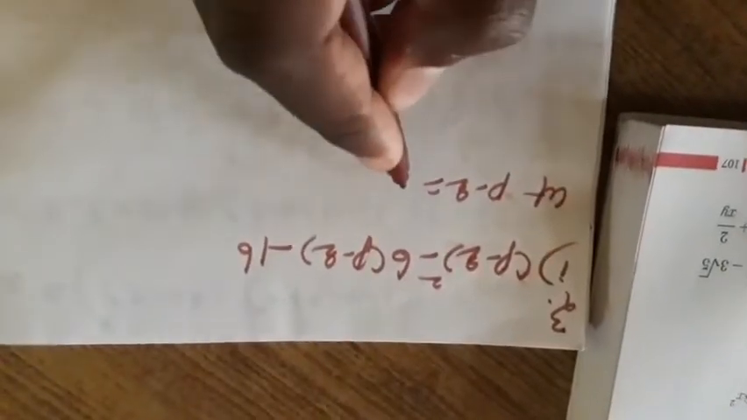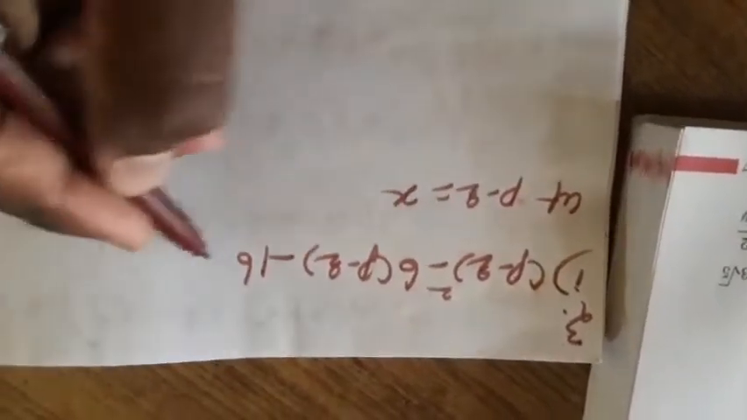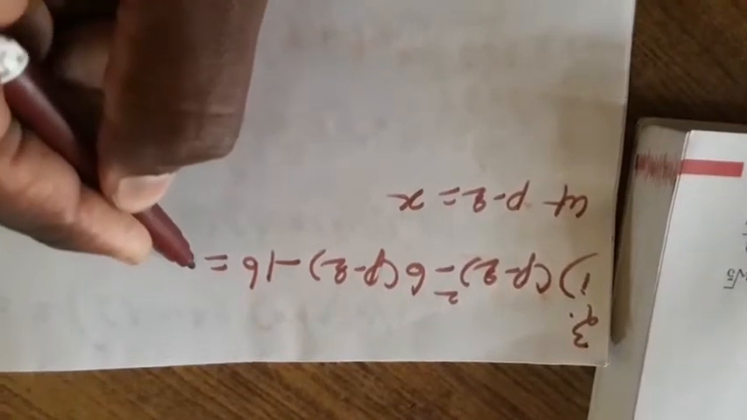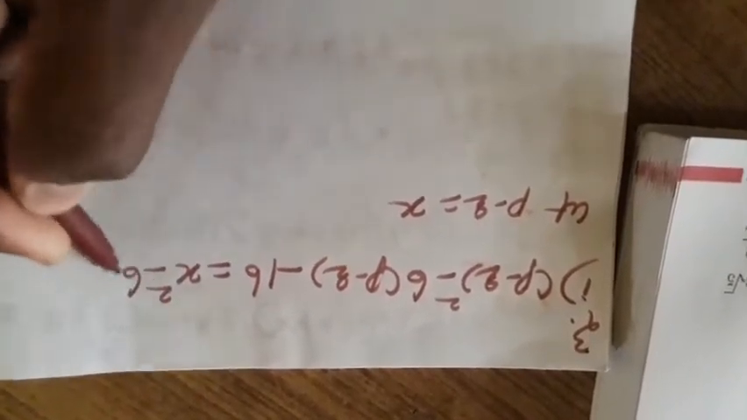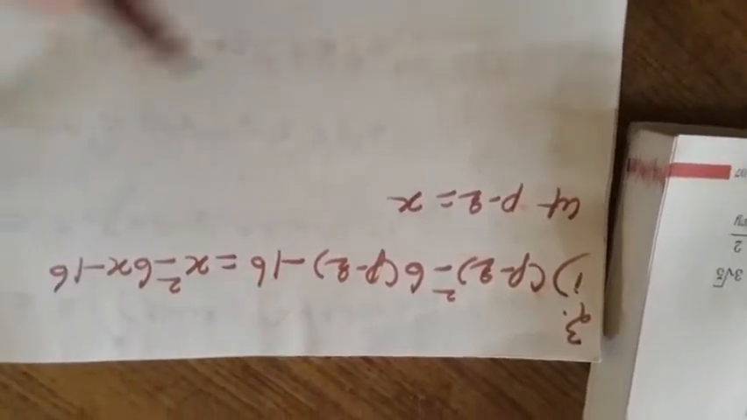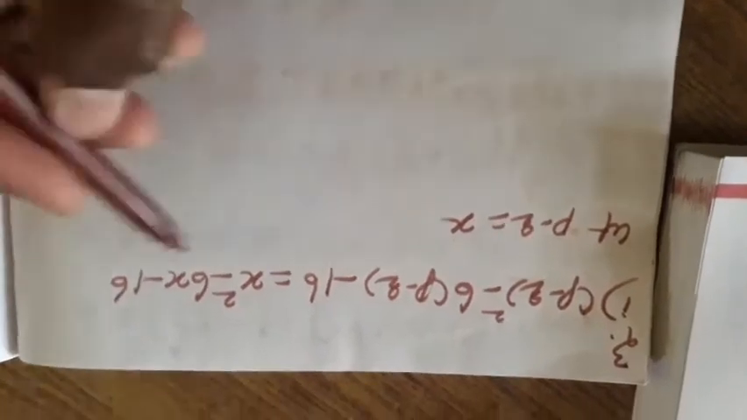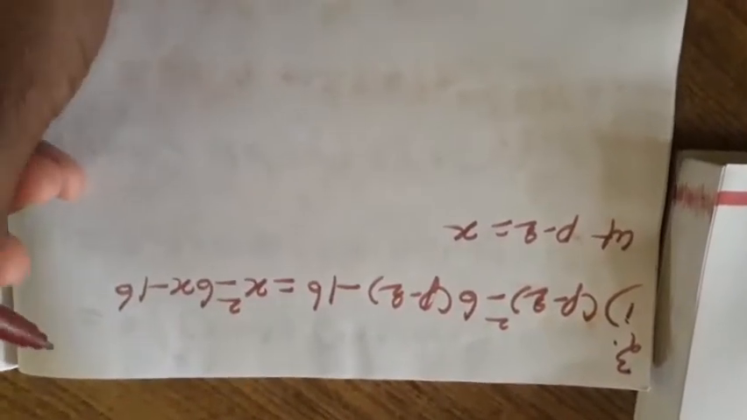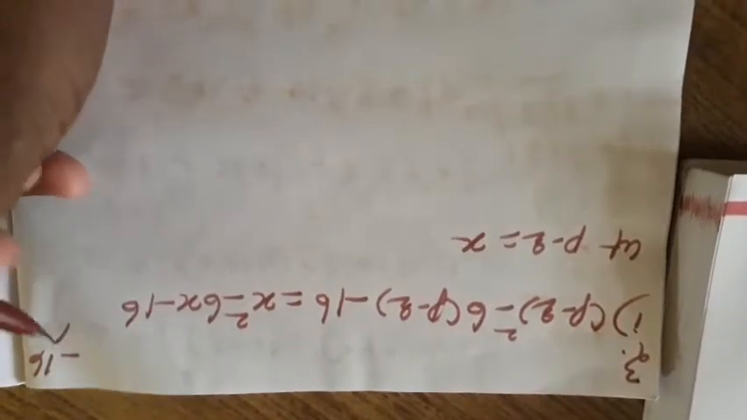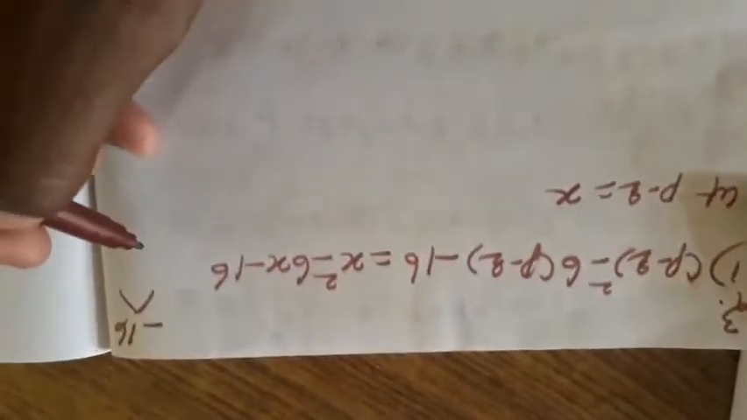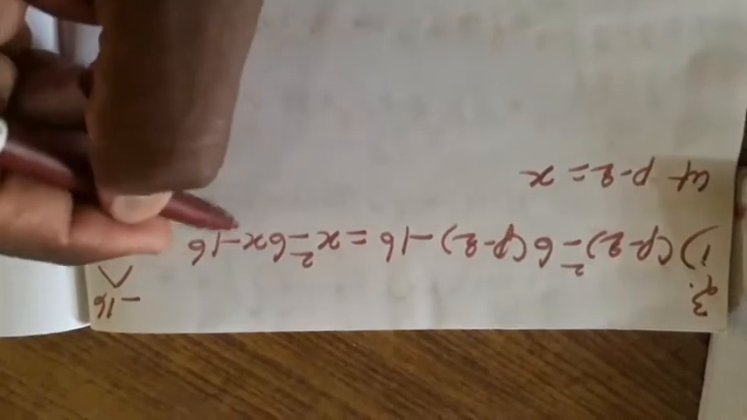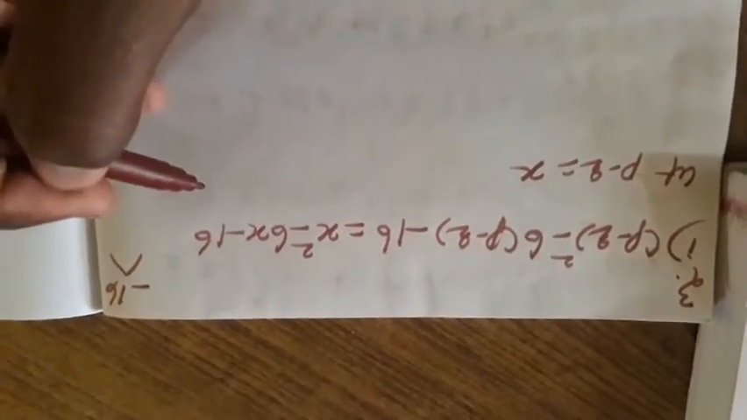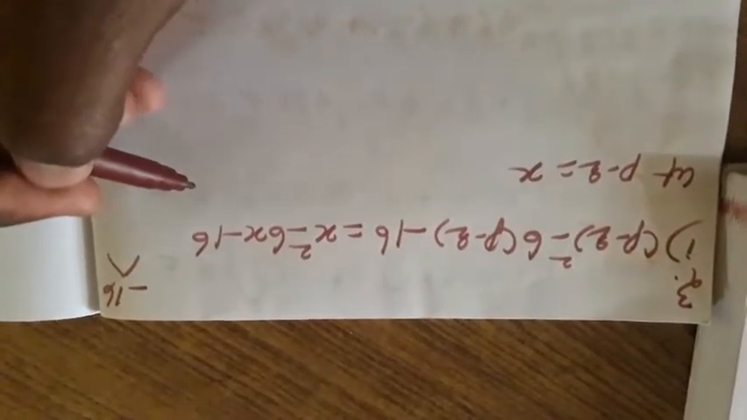Take p minus q as x. Then we can substitute: x square minus 6x minus 16. This is the given question. Let's factorize. Here the coefficient of x square is 1, so directly take the constant term, minus 16. The sum of the factors should be minus 6, because the coefficient of x is minus 6. The product of the factors should be minus 16.